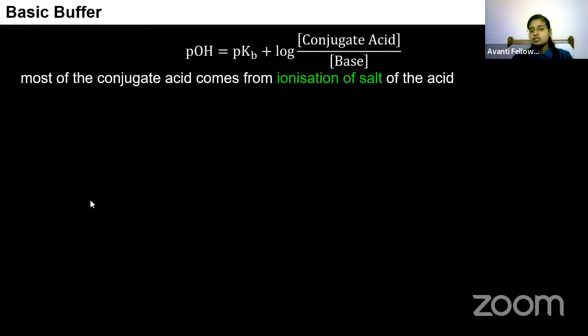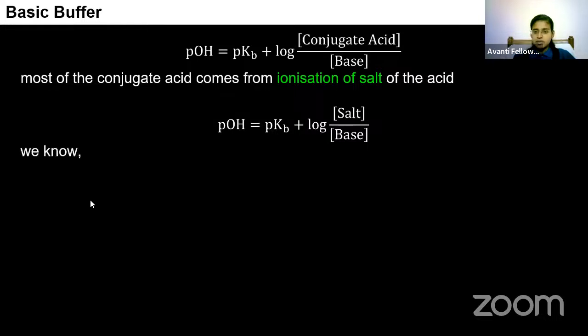And here, most of the conjugate acid comes from the ionization of the salt of the acid. So instead of writing the conjugate acid, I can write it as a concentration of the salt. Okay. And also we know that pH is equal to pKw minus pOH.